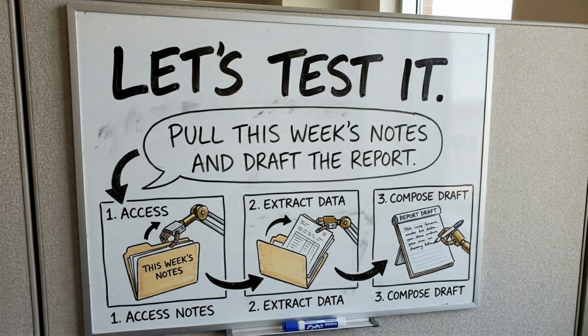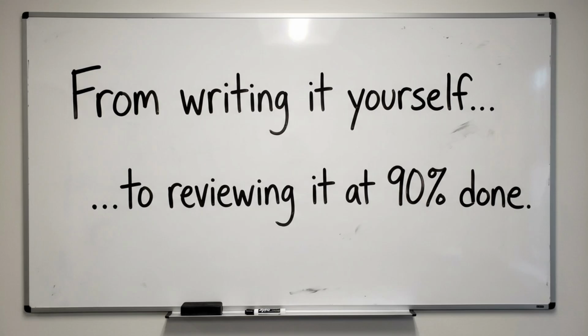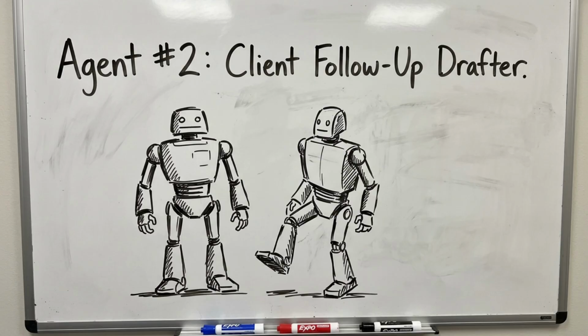It doesn't just generate generic text. It goes and finds your actual file, reads it, and writes the report using your specific format and tone, the ones you set up in Step 2. That's the entire shift. You went from writing the report yourself to reviewing a report that's already 90% done. Now let's build the second agent so you can see how much faster this gets.